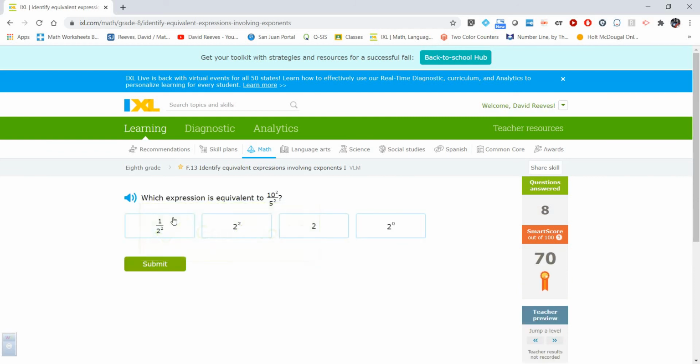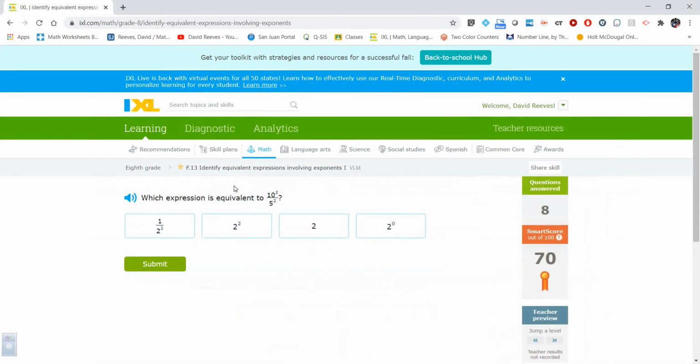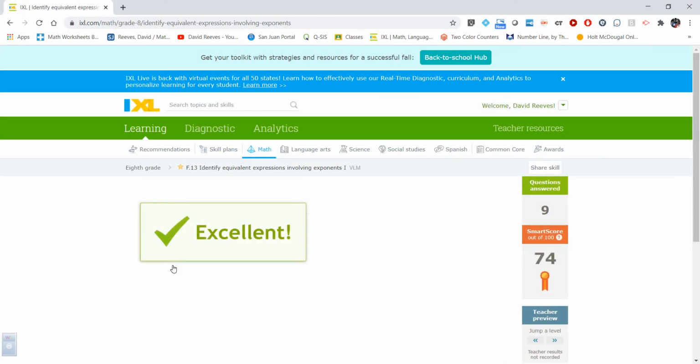All righty, similar deal here. We've got different bases, but the exponent is the same. So I can rewrite this as 10 over 5 to the 2nd power, right? But 10 divided by 5 is 2, and then I get 2 to the 2nd power. If we were evaluating, we'd say 4, but we're not. We're matching, and they have the power right here, 2 to the 2nd power.